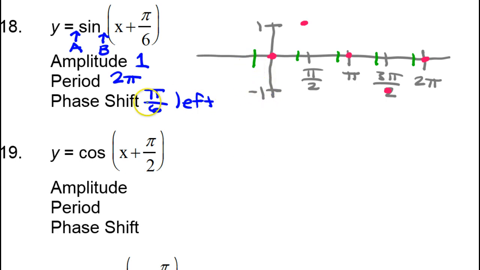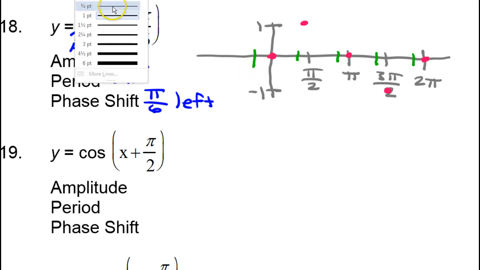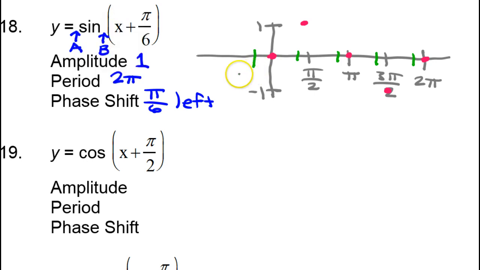Well, the first one is easy. I went left pi over 6 from 0. So of course this is negative pi over 6. I think I'm going to need a smaller pen. So this is going to be minus pi over 6.